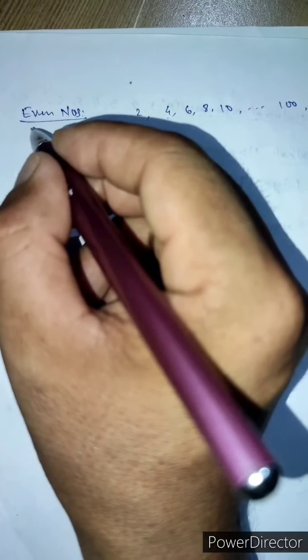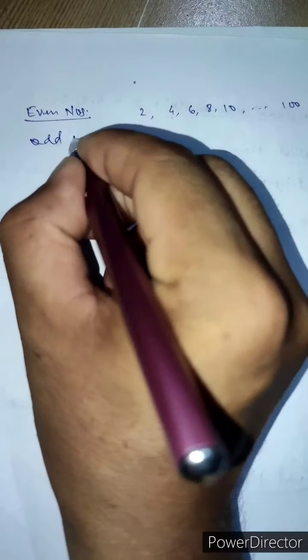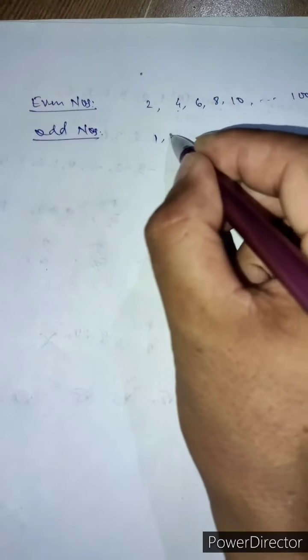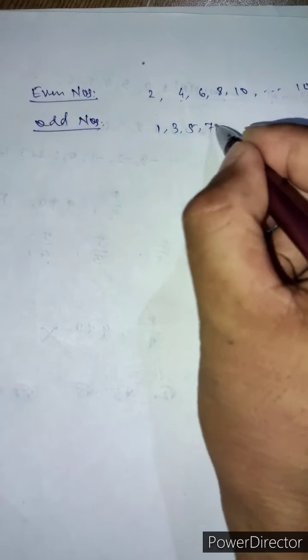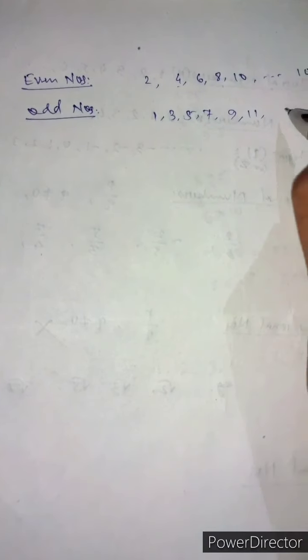Then you come to odd numbers. Odd numbers are those numbers which are not divisible by 2. For example, 1, 3, 5, 7, 9, 11, and so on. These all are odd numbers.